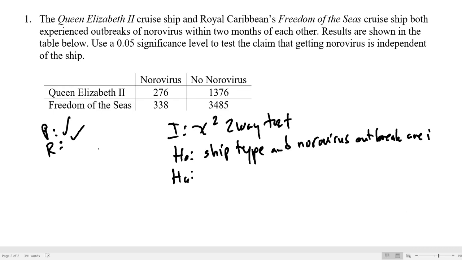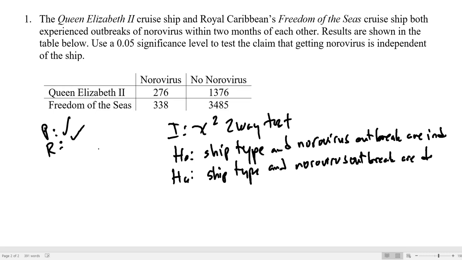Are independent, and the ship type and norovirus outbreak are dependent. Okay? Once we have that, we have an alpha of 0.05.